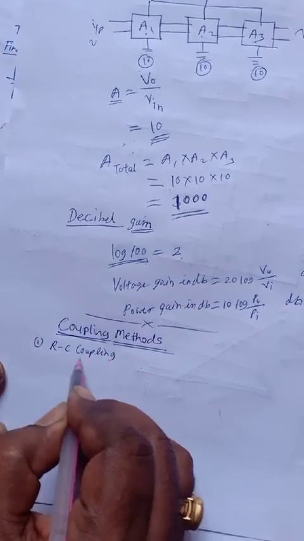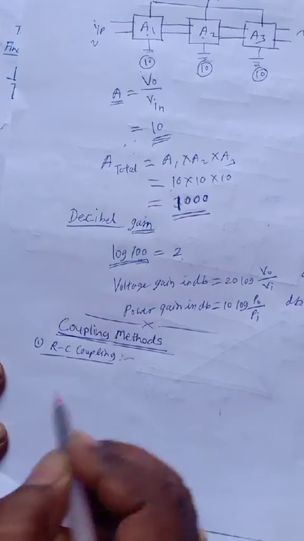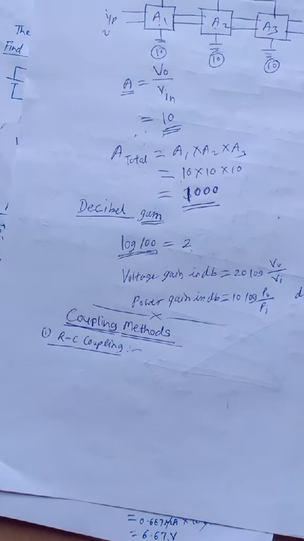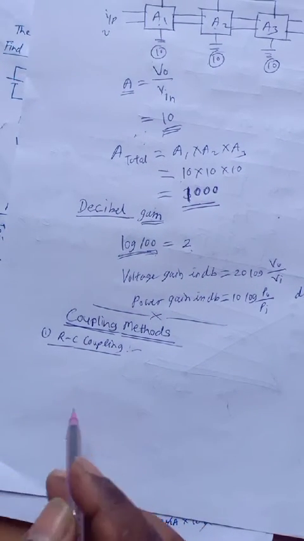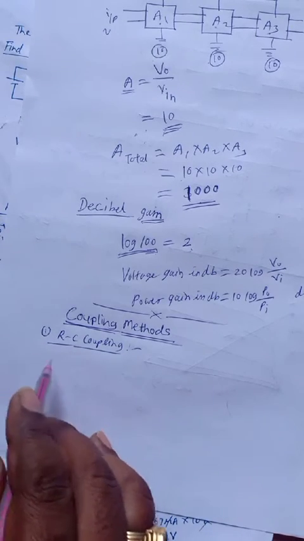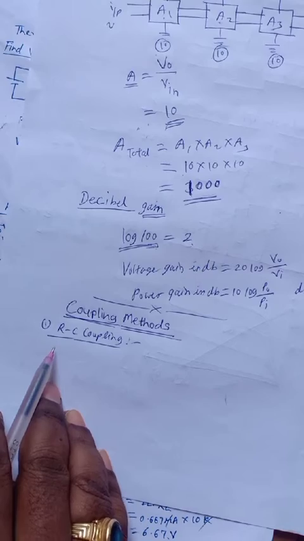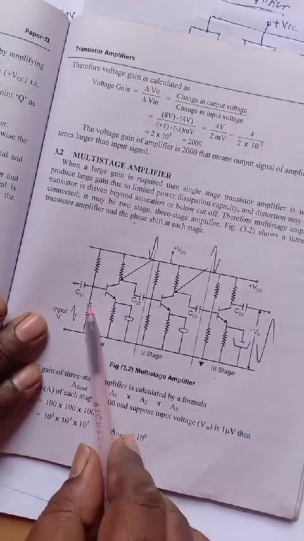So this is RC coupling. This is the most commonly used coupling method for audio signals. In RC coupling, we use a resistor R and a capacitor C. We just saw the multi-stage amplifier. So this is the multi-stage amplifier.